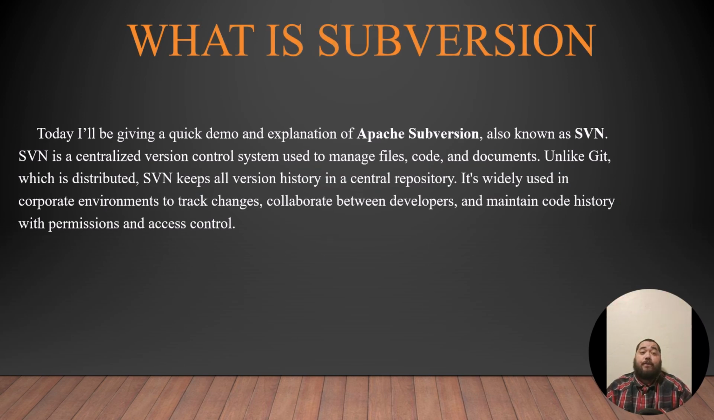What is a subversion? Today I'll be doing a quick demo and explanation of Apache Subversion, also known as SVN. SVN is a centralized version control system used to manage files, code, and documents. Unlike Git, which is distributed, SVN keeps all version history in a central repository. It's widely used in corporate environments to track changes, collaborate between developers, and maintain code history with permissions and access control.